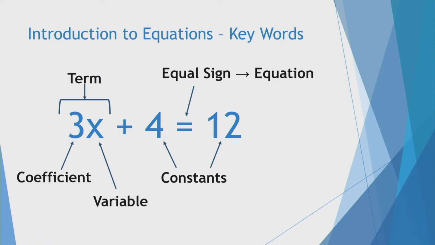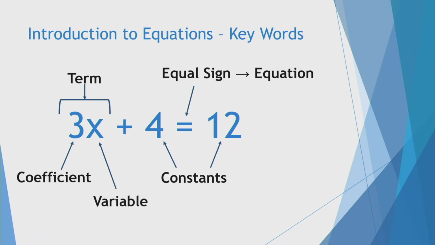In this sample problem on your screen, we have our coefficients, we have variables, we have constants. Of course, the equal sign signifies that it's an equation, and we have terms. So our coefficient, in this case, is 3. Our coefficient is going to be the number in front of the variable. It is attached by multiplication. So the 3 is multiplied times the variable, and that is called our coefficient.